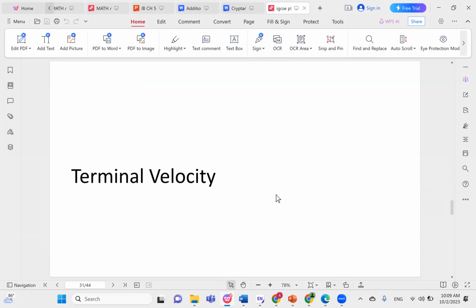Now moving on to a different concept. Terminal velocity is a concept that, unlike previous questions, does take air resistance into account. So far, we've been ignoring or avoiding or neglecting air resistance, but starting now, we're going to be taking air resistance into account.